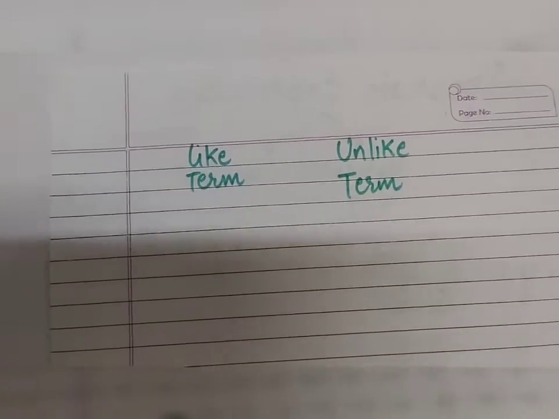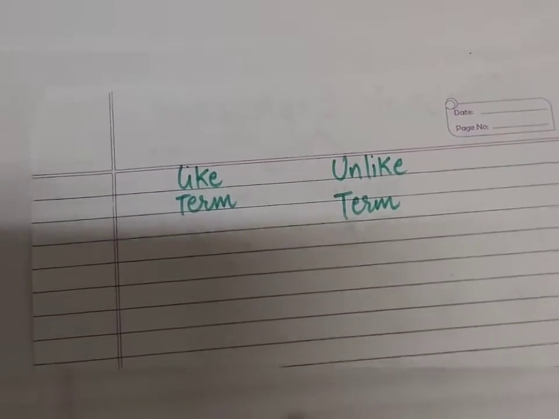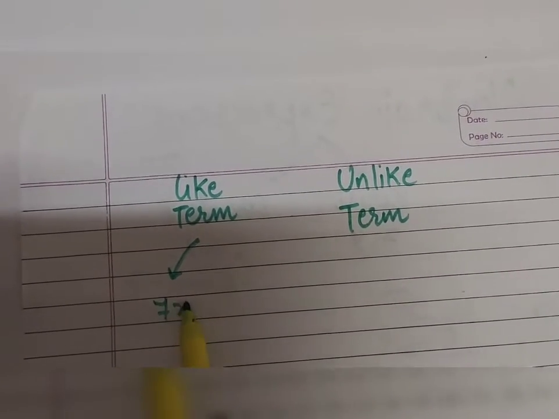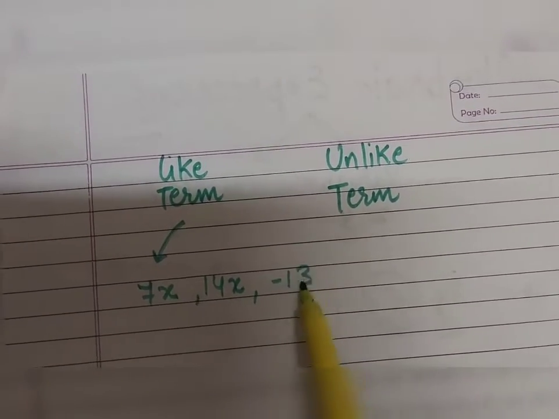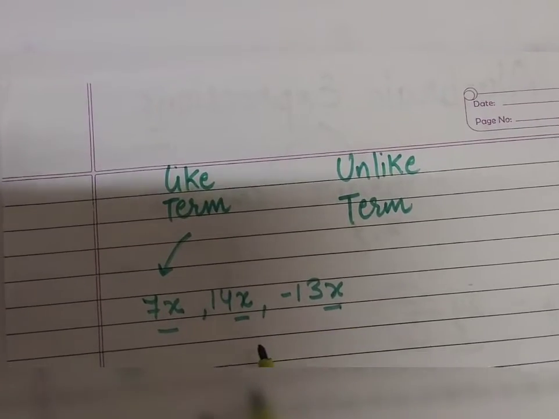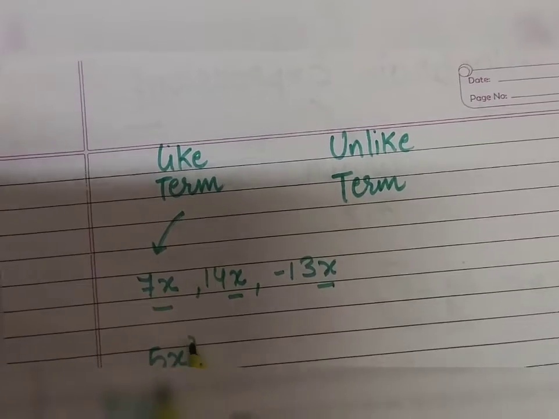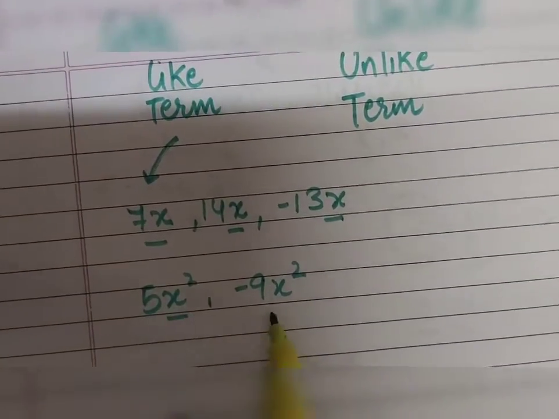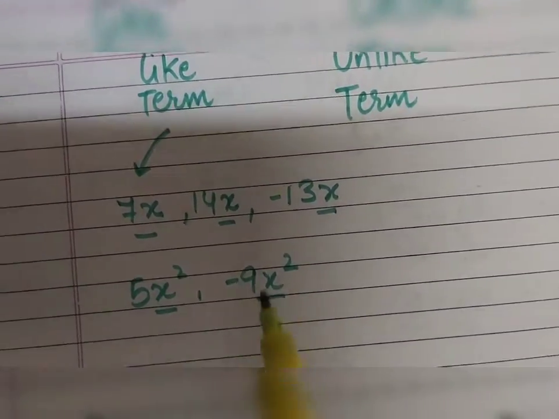To work with an algebraic expression, we need to know like terms and unlike terms. Like terms means terms having the same variable form, like 7x, 14x, minus 13x. These have the same variable, so we call them like terms. It can be in square form also, 5x square minus 9x square. These have the same form of variables, so we call them like terms.